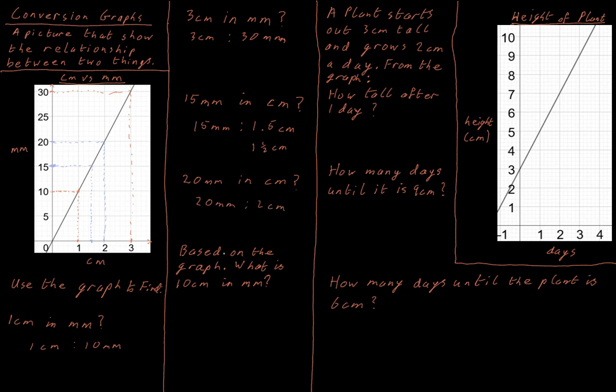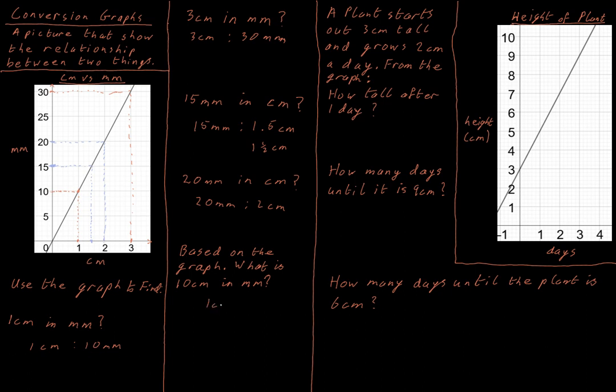Now, based on the graph, so based on the relationship line that we're given, what is 10 centimeters in millimeters? I can see my centimeters only goes up to 3 on my graph, but I'm given to believe that this relationship keeps going. So can I use this relationship that I've figured out to find what 10 centimeters would be in millimeters? Well, from working with the graph, I know that 3 centimeters is 30 millimeters, or if I simplified it to the first thing I was asked, 1 centimeter is 10 millimeters.